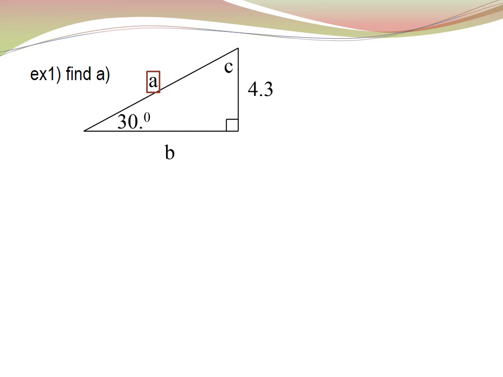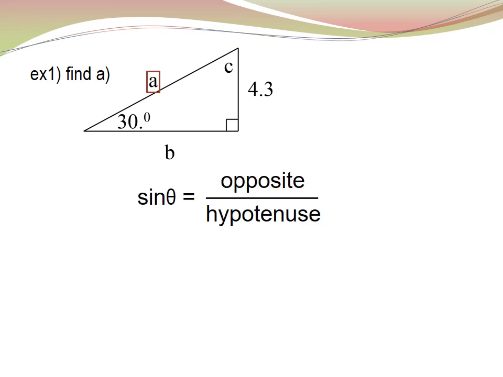First, we want to find A. The angle I've been given is 30 degrees. This would be the opposite side. And this would be, well, it's the longest side, so that's the hypotenuse. So I've got hypotenuse and opposite. I'm looking at sine, so I'm going to use sine equals opposite over hypotenuse. I want to find the hypotenuse.